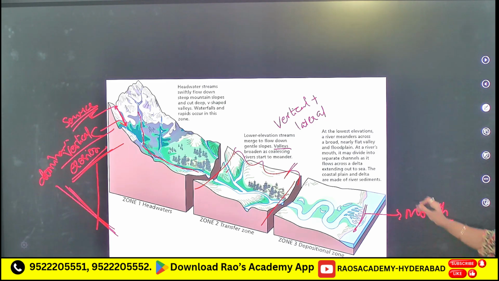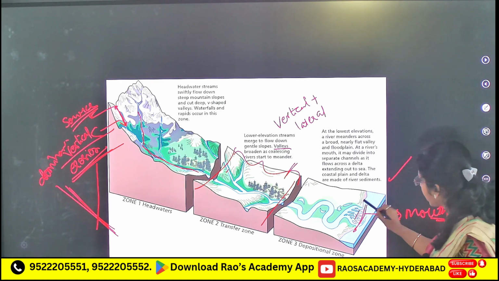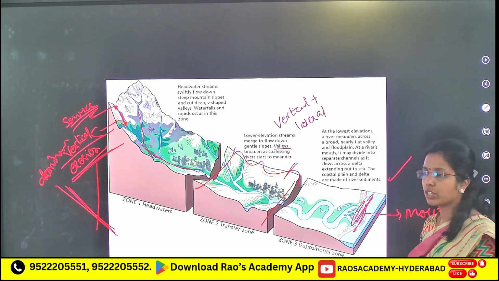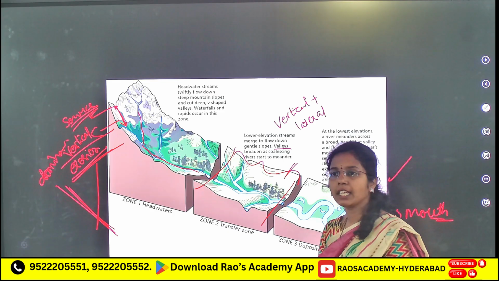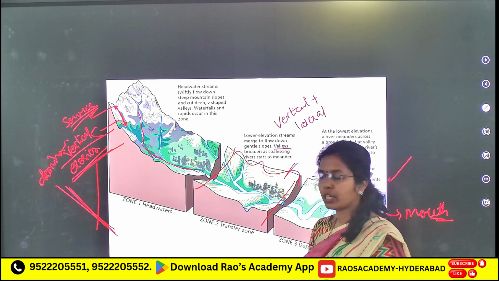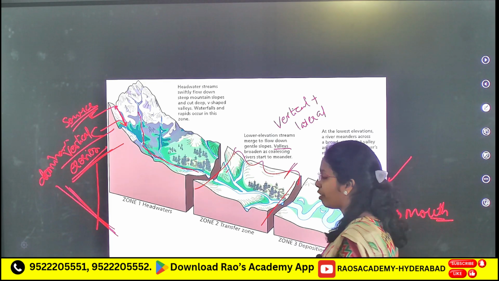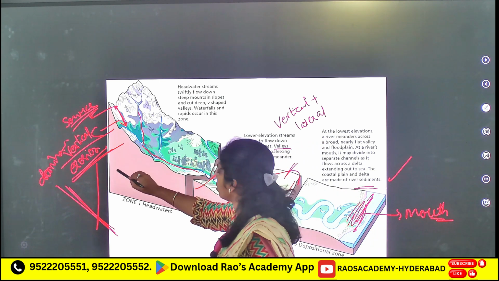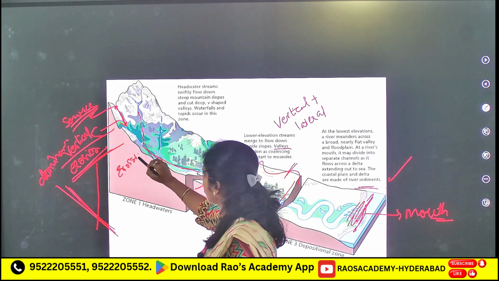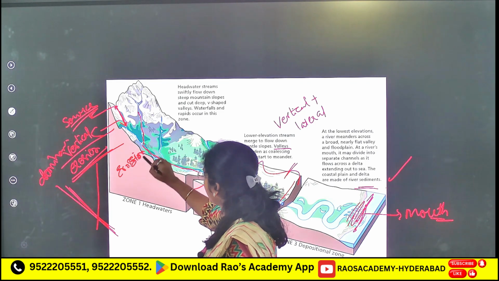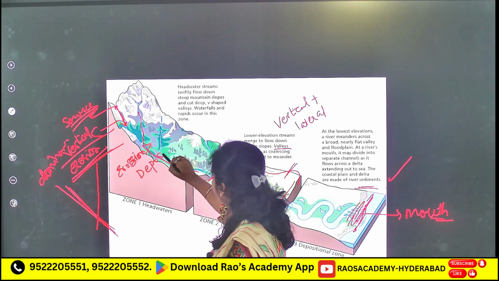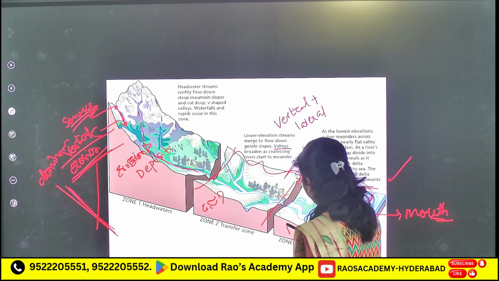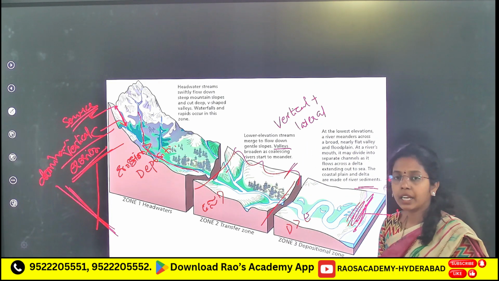Here in the old stage, at the lowest elevations, you will see more deposition, because the velocity of the running water decreases, so it starts depositing the load. Sediments are deposited here in the form of flood plains. Here you will see flood plains. Here there is more erosion. Erosion is more compared to deposition. Here almost erosion and deposition are equal. Here deposition is more than erosion.